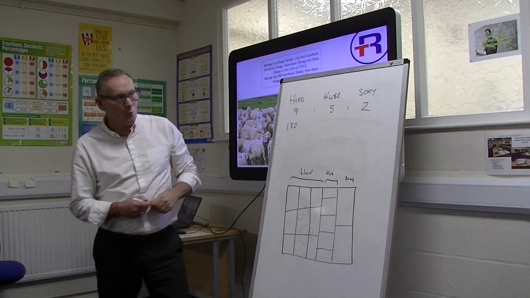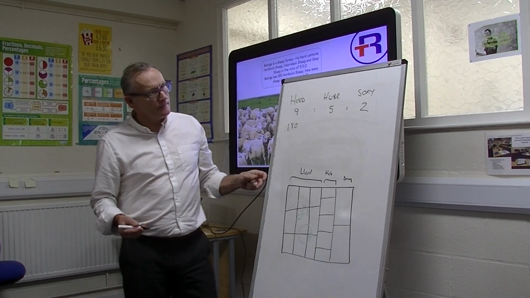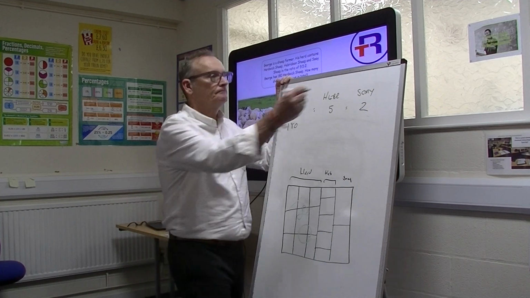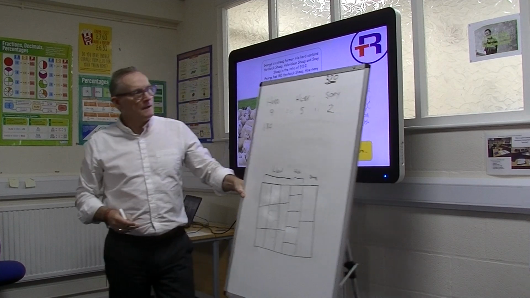How did we work it out? What's the answer? How did we work it out? So what is the answer? I've got 320. 320? Yeah. We'll write that down up there just to make sure that we're right.